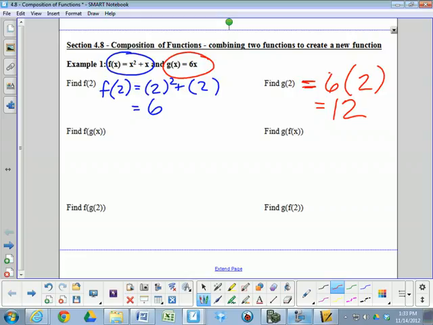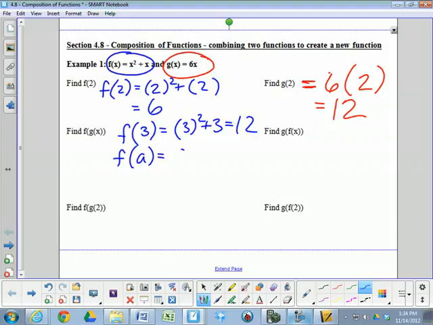Now this is where you can use symbols to take one function and put it inside another. So before we do that, I want you to tell me what f of 3 would be. 3 squared plus 3, and you would get 9 plus 3 is 12. What would f of a look like? A squared plus a.